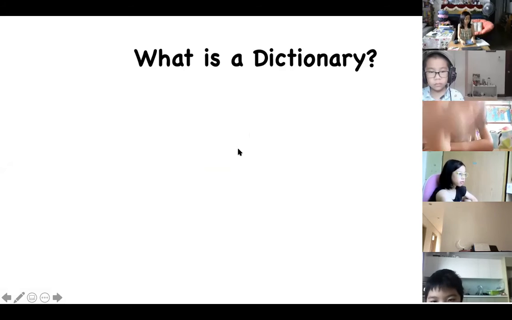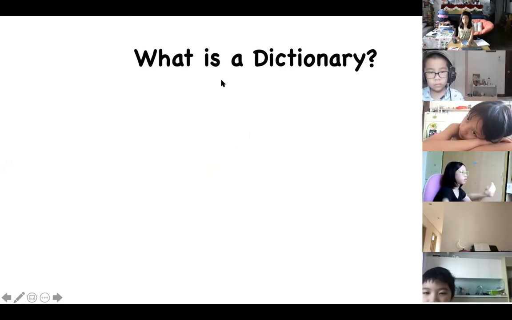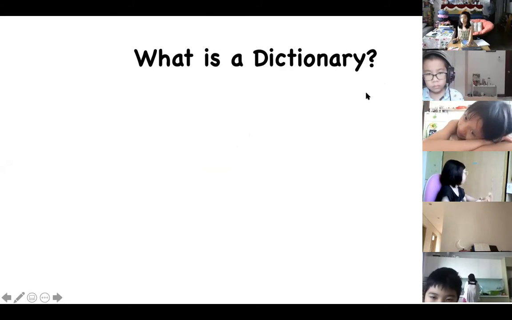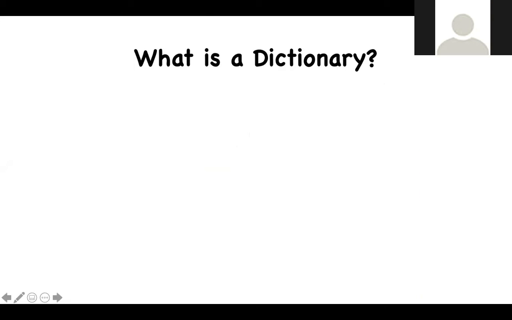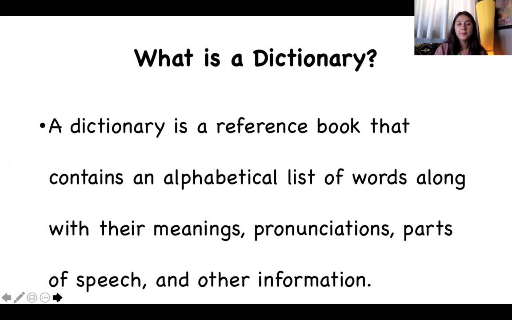I think a dictionary is a small book that writes the meanings of the words. Good job. Well done, Kitty. So a dictionary is usually a book, and usually it has an alphabetical list of words along with their meanings, pronunciations, parts of speech, and other information, such as the origin of the word.